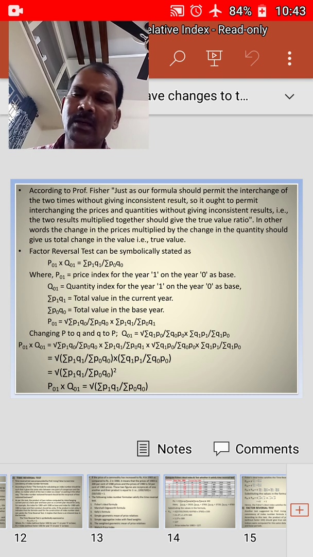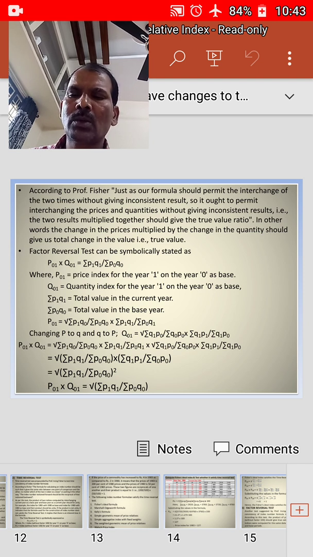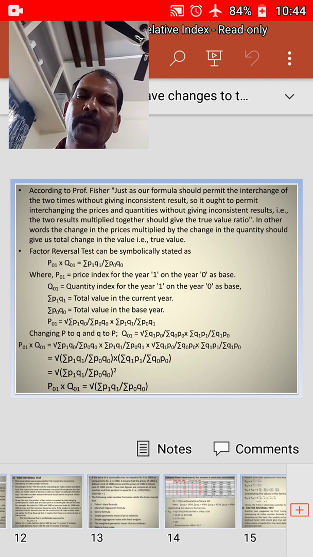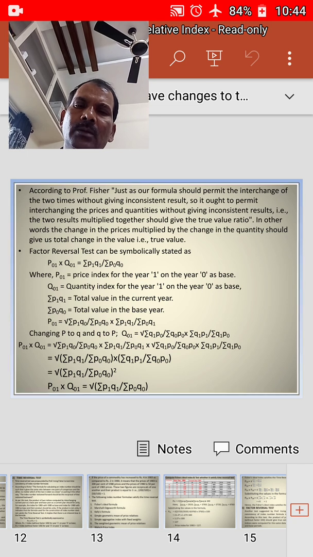Sigma Q1 P1 is nothing but sigma P1 Q1, the order won't make any difference. So sigma Q1 P1 is equal to sigma P1 Q1 by sigma P0 Q0, which gives us under root sigma P1 Q1 by sigma P0 Q0 whole square. P01 into Q01 is equal to under root sigma P1 Q1 squared, and the root gets cancelled. We will have P01 into Q01 is equal to sigma P1 Q1 by sigma P0 Q0.